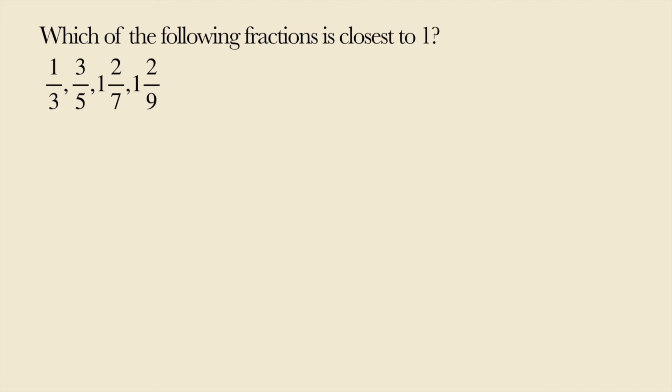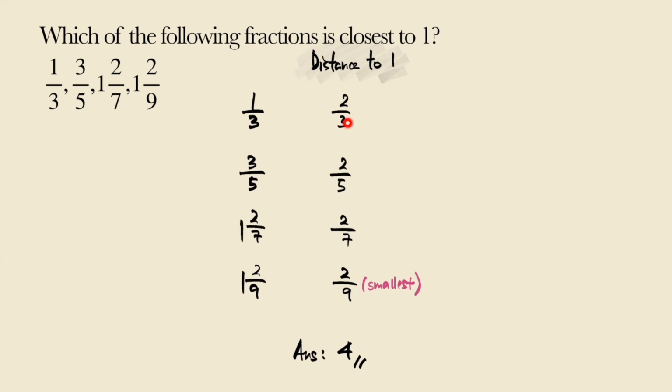So we have 2/3 away from 1 whole, 2/5 away from 1 whole. Now this is past 1 whole. I think of this as overshooting the finishing line. All right, so overshooting by how much? 2/7. Well, this is 2/9 away from 1 whole. So let's form the diagram here. 1/3 is 2/3 from 1 whole, 3/5, 2/5 from 1 whole. This is 2/7 from 1 whole, 2/9 from 1 whole.